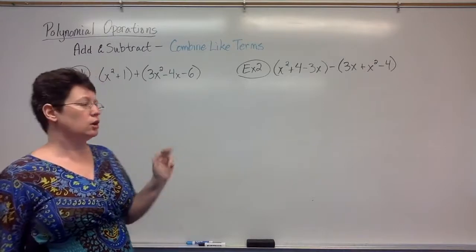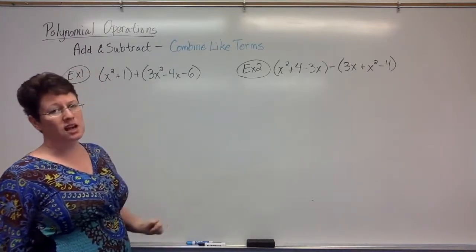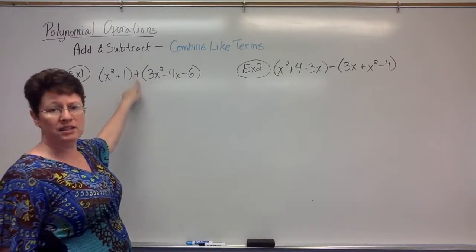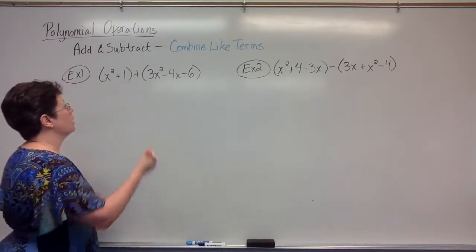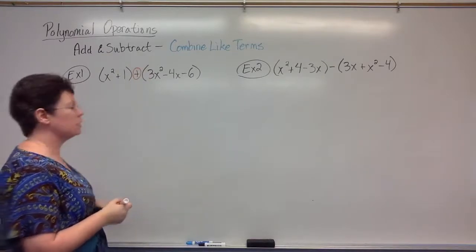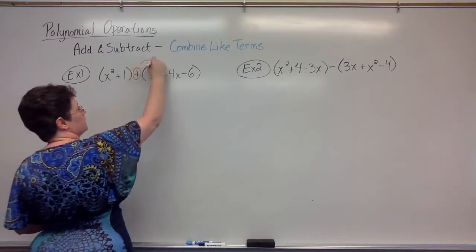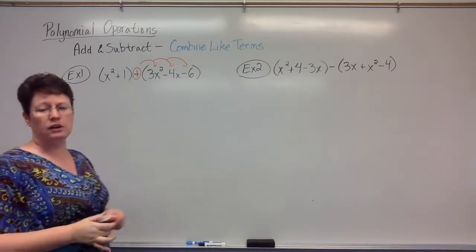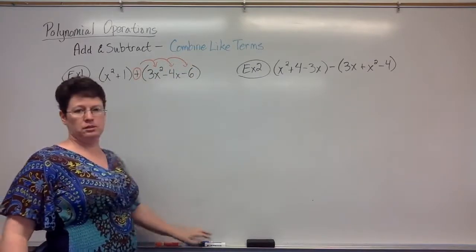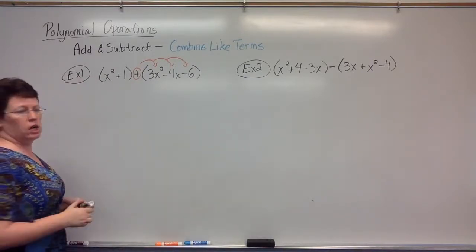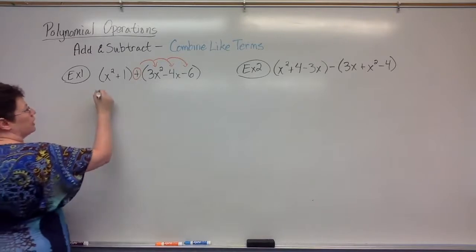So, in my first example, the first thing I want to look at before I start just randomly combining things that are like terms is what is the operation? What am I asked to do here? I'm asked to add, okay? Always check your operation. If I'm asked to add, I would distribute a positive 1 to everything inside. Is that going to change the value of anything in that second set of parentheses? No. I can multiply by positive 1 all day long. It's not going to change anything, okay?